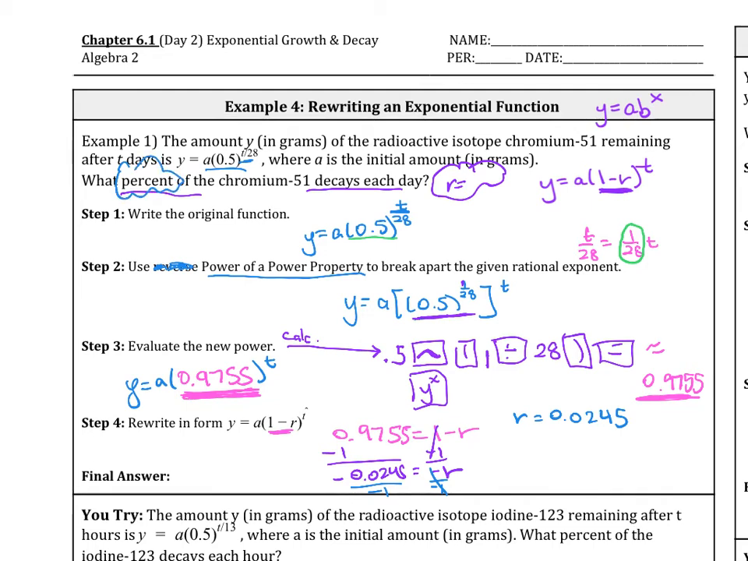So remember, how do we find percent? We find percent by multiplying by 100. So when you multiply by 100 or move the decimal place over 2 times to the right, we find that the percent that it decays is about 2.45% each day.